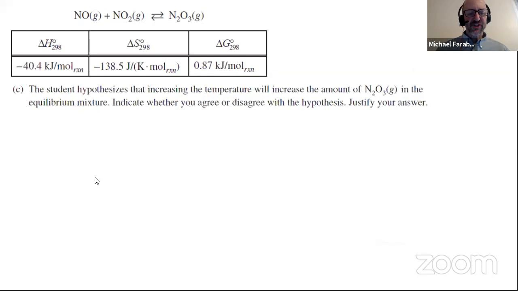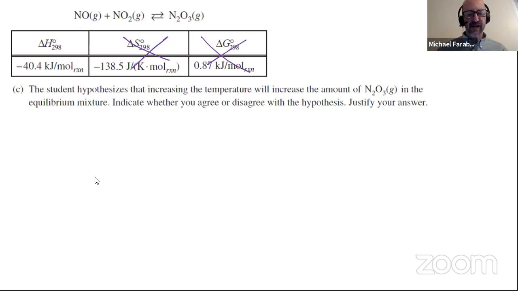All right, here we have a question focusing on the reaction at the top of the page and the delta H. For this particular question, you can ignore the delta S and the delta T. That's not relevant to this question. This says we have a reaction and the student hypothesizes that increasing the temperature will increase the amount of N2O3 in the equilibrium mixture. Indicate whether you agree or disagree, justify your answer. Again, I'm trying to focus on the data, make a prediction, do you agree or disagree, and then justify your answer. This has to do with temperature and Le Chatelier's principle.